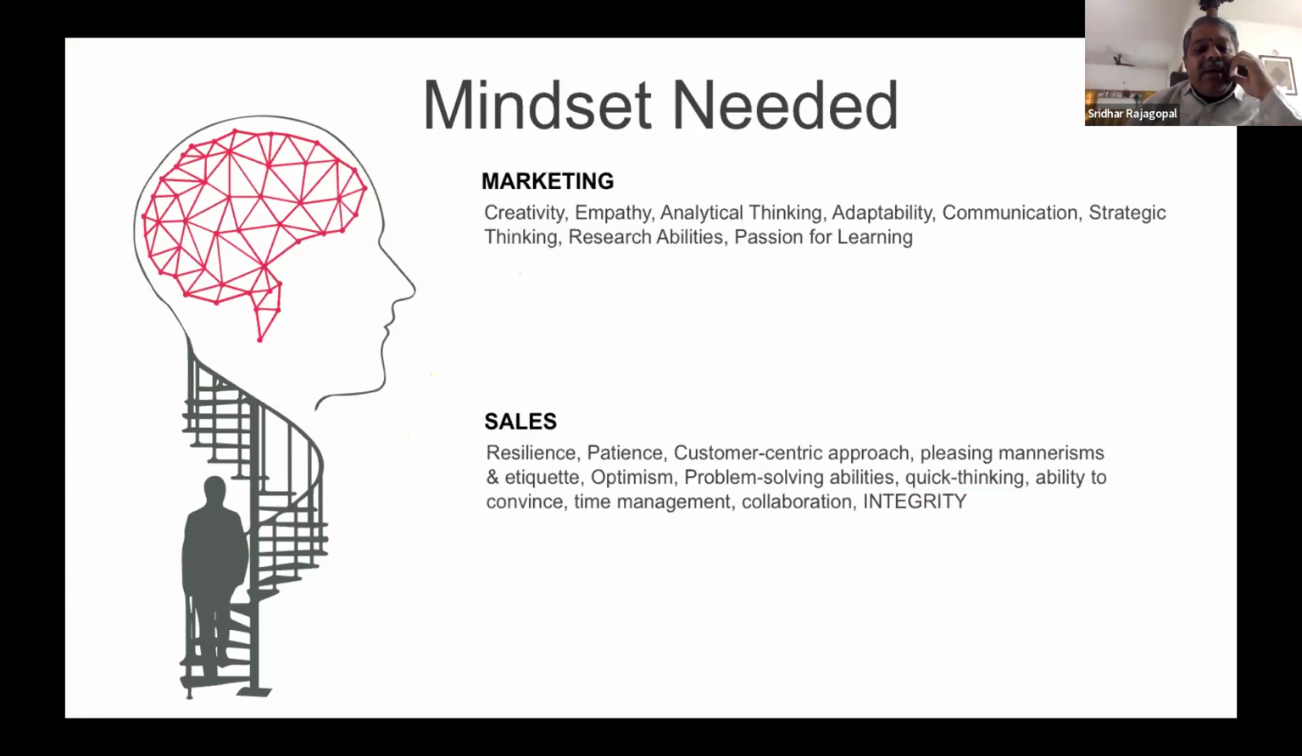When it comes to marketing, there is a need for a lot of creativity, empathy, analytical thinking, adaptability, communication, that is mass communication, strategic thinking, research abilities, and passion for learning. See, passion for learning is very, very crucial. Many times what happens is I see people are very creative, but over a period of time, they stop learning. And once they stop learning, the creativity also dies away. So creativity and passion for learning are actually interrelated. And to be a good marketing strategist, these are points that you need to be very strong upon.